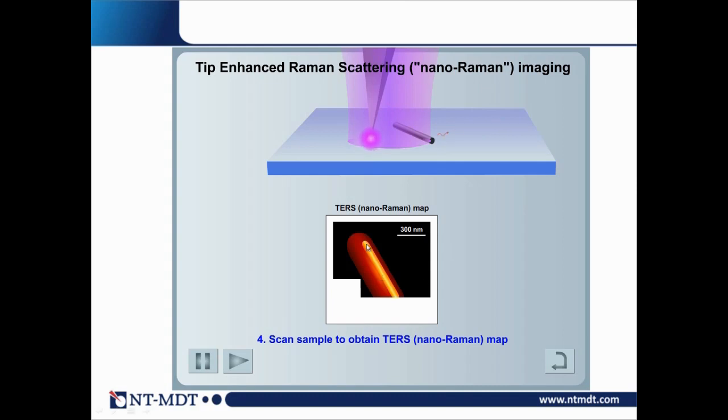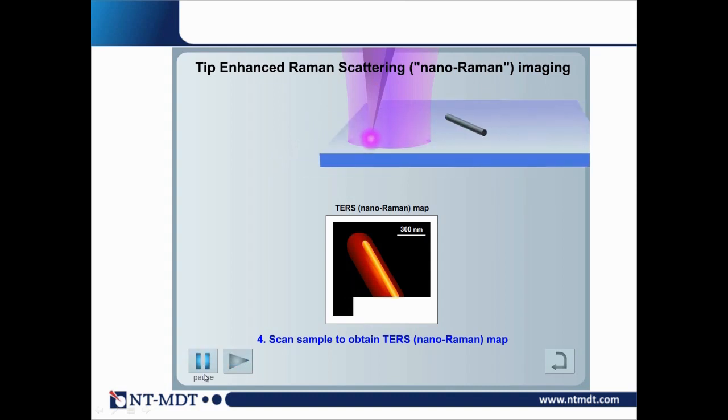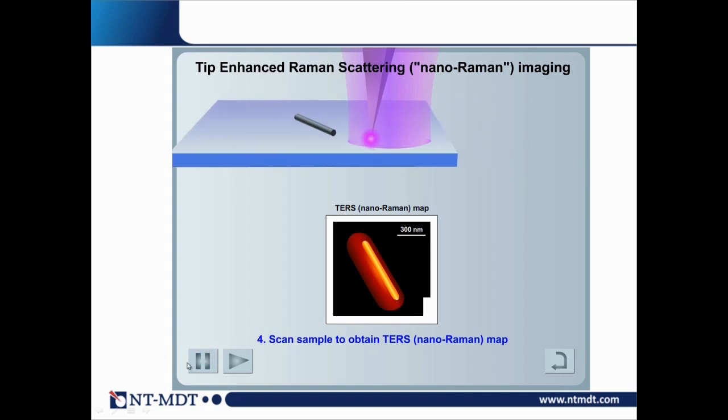Then on top of it we are going to see a much higher intensity and much higher resolution Raman map of the nanotube, and this Raman map is produced by laser light, localized and greatly enhanced at the end of the nano antenna. So this is the way we obtain tip enhanced Raman maps, and now let's look at the real data.